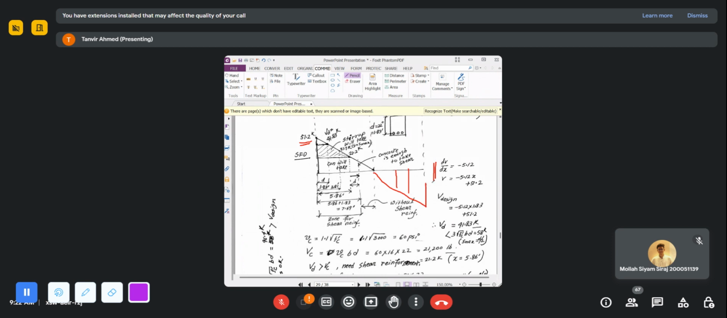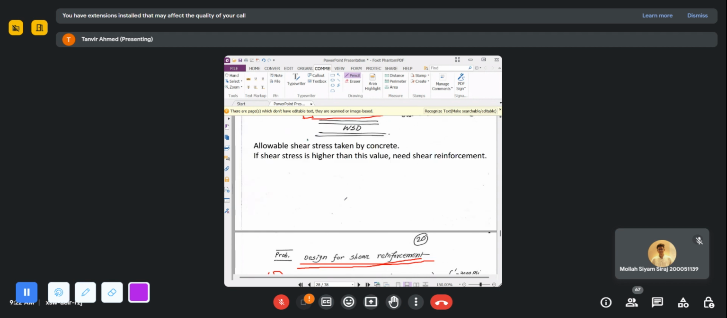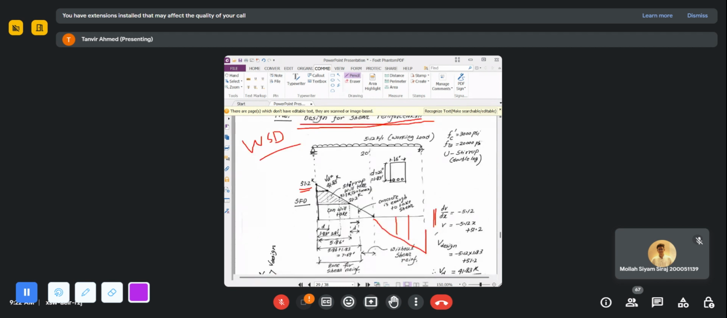And then you can calculate the value of the design shear force. When you do the integration, there will be a coefficient coming here, and once you know the value of your C, you get the value of the design shear force.